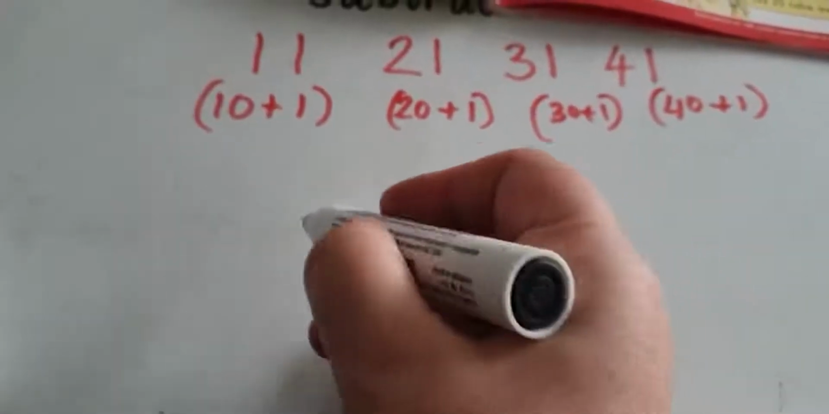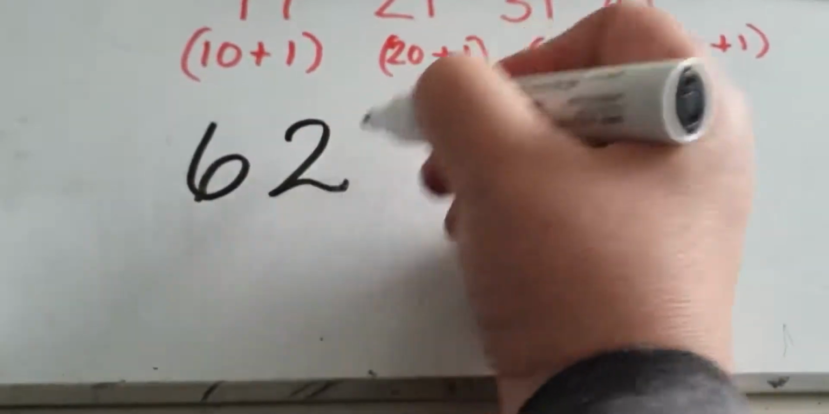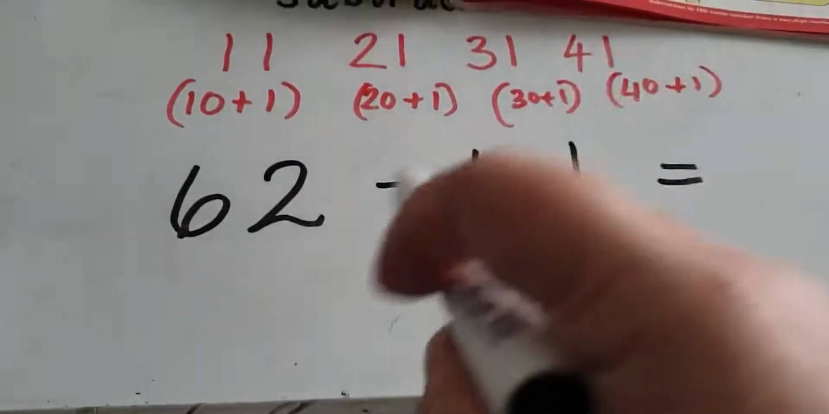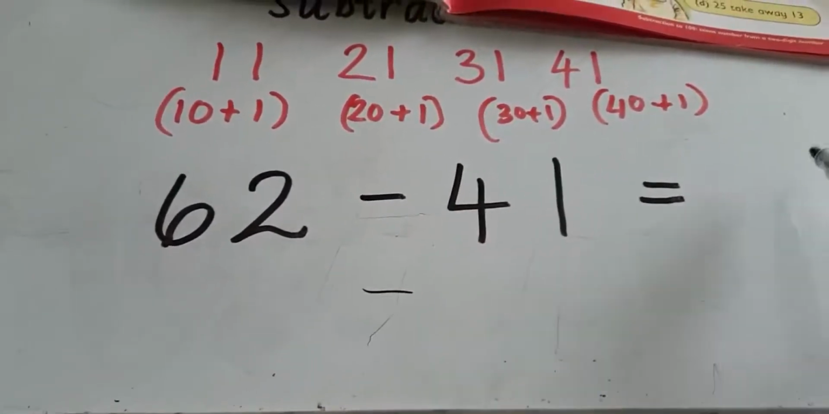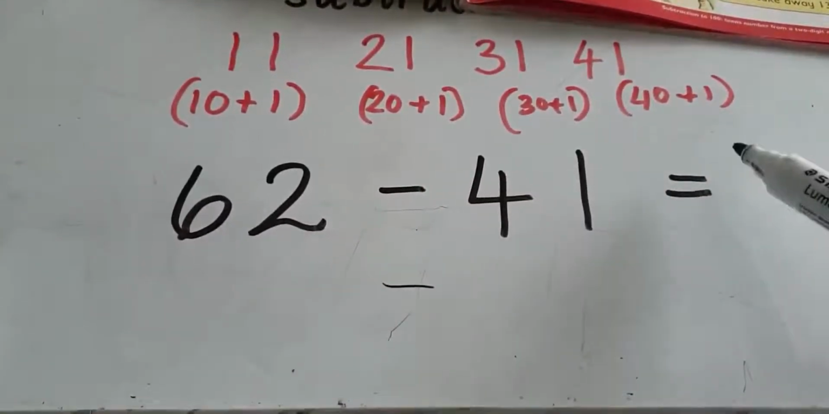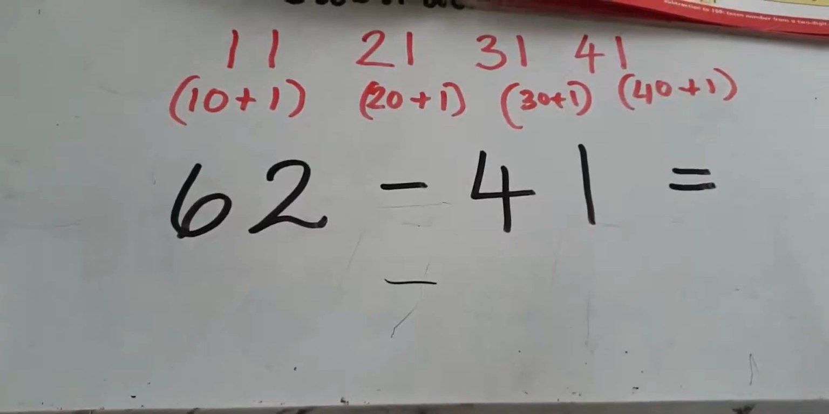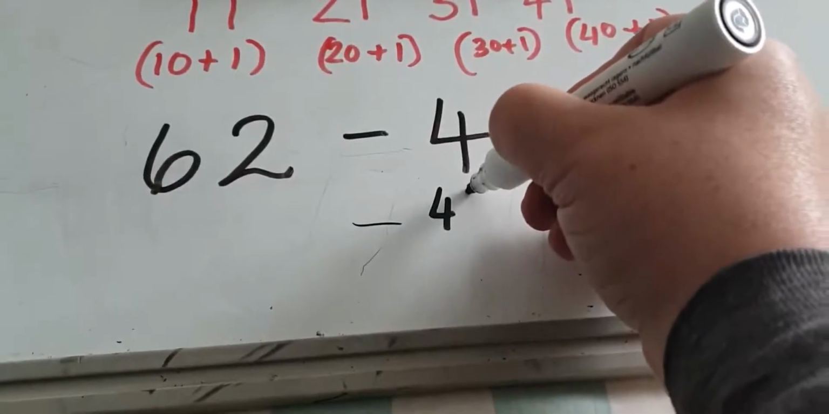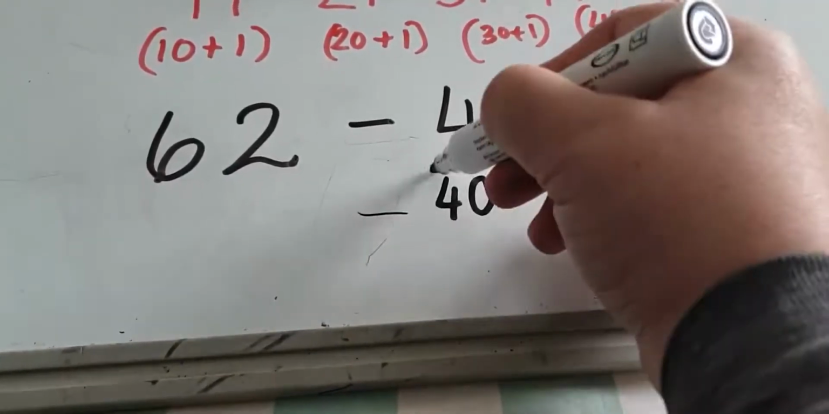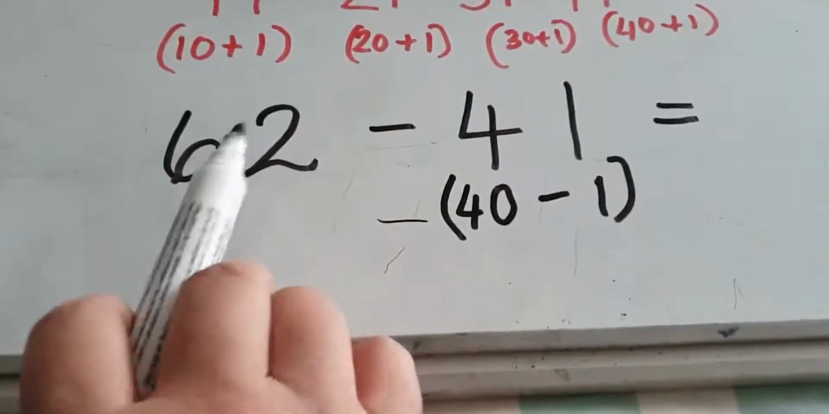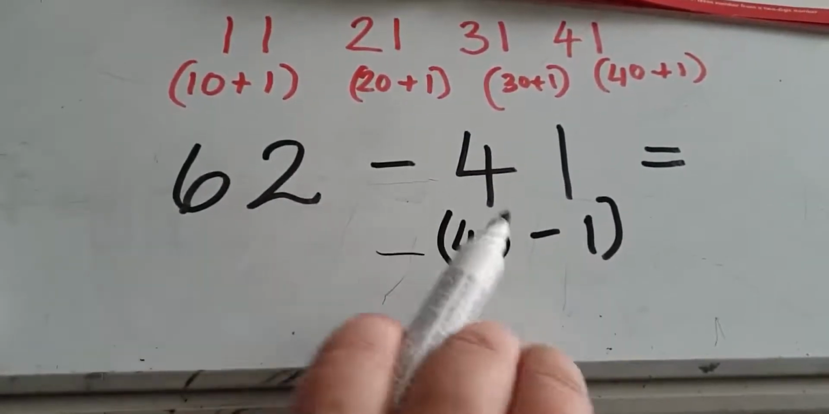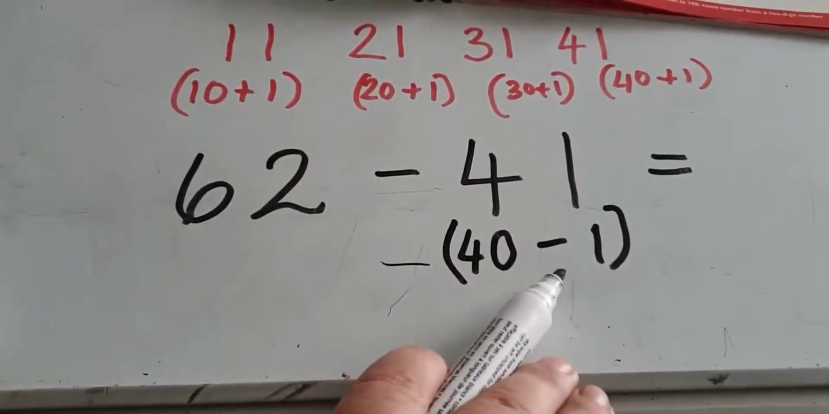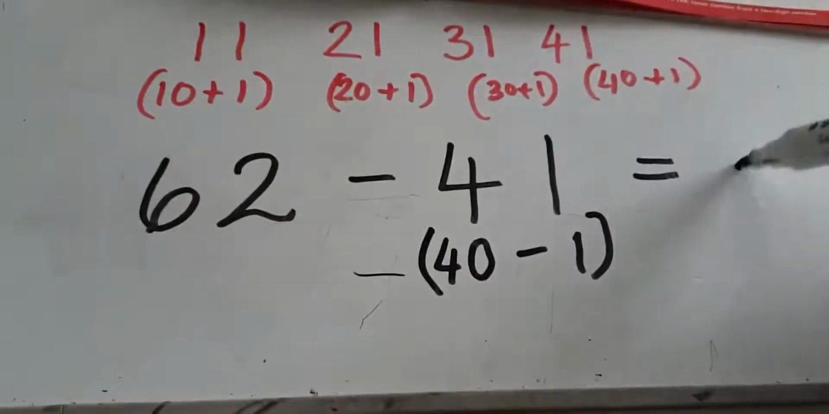So if you've got a calculation like this one, 62 take away 41, you might just want to do this. 2 take away 1 is 1. 60 take away 40 is 20. That's fine. But you might want to practice thinking about it this way. Let's split up the 41 into 40 and 1. And instead let's do 62 take away 40 is 22. Take away the 1, 21.